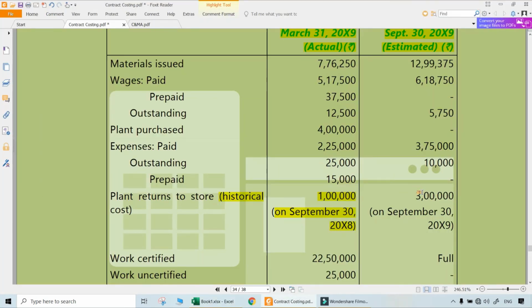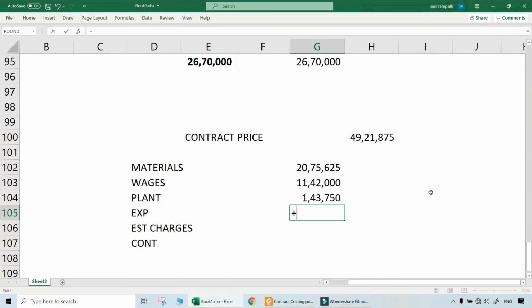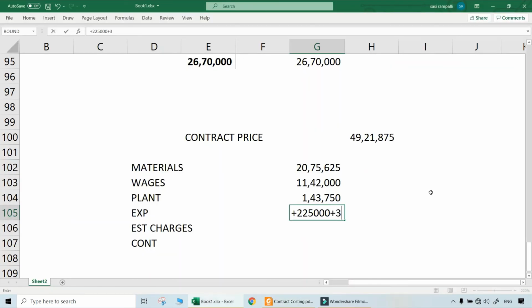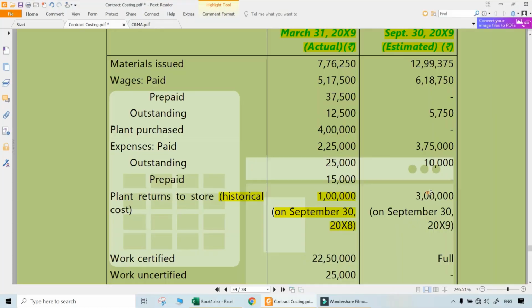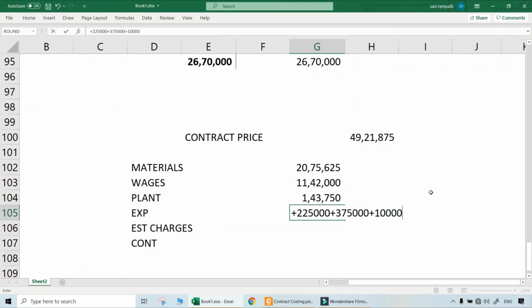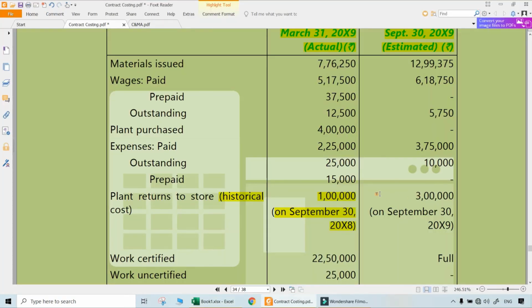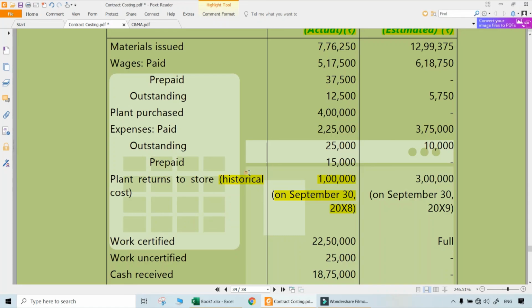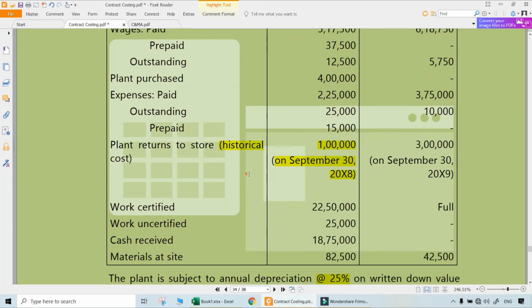Like that, expenses also. Expenses paid 2,25,000. If you say outstanding now, you will add it and then deduct it from the paid later. No need of that. If you say prepaid now, that is anyway related to the next year, so that would not have been included in the paid next year. So just 2,25,000 plus the 3,75,000. Next period's outstanding 10,000 should be included because it is not yet paid. So total of expenses will be 6,10,000. Establishment charges and all are not there in this question. That's all. These are the only things which are there.